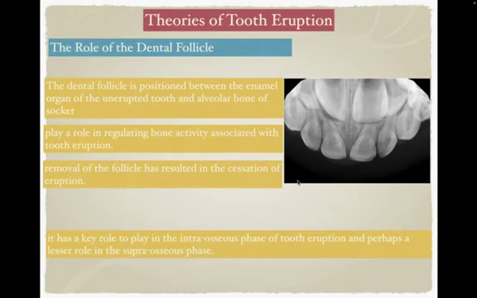But when the tooth erupts and it becomes supraosseous, then it plays less role, because now we don't have a follicle, we don't have resorption. So mainly follicles play a role in the intraosseous part, where you have to have a bone resorption of the bone surrounding the permanent tooth.